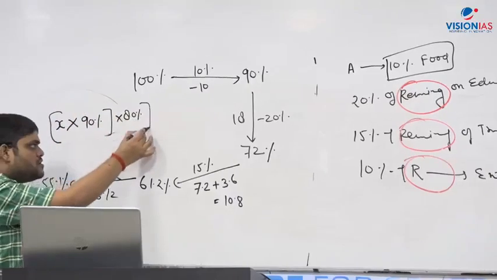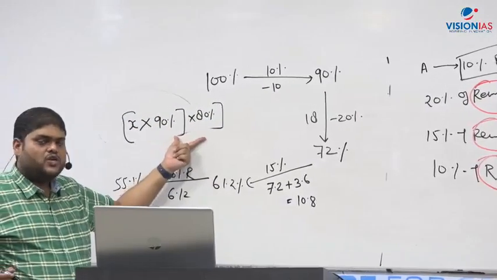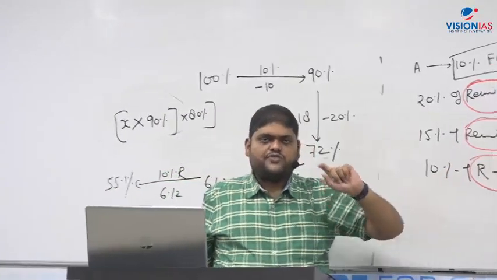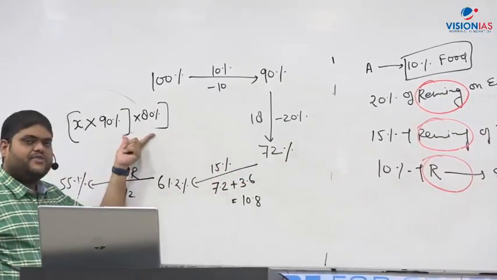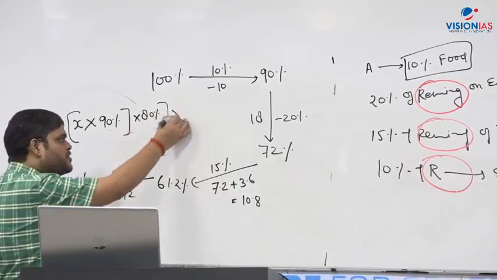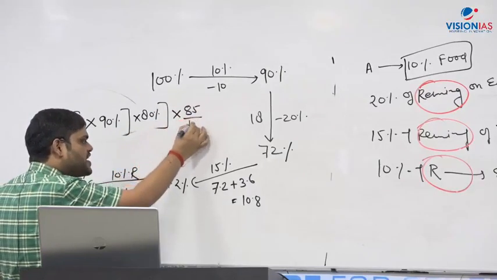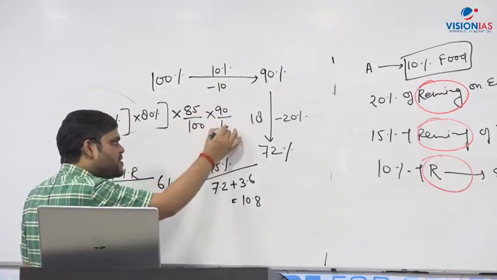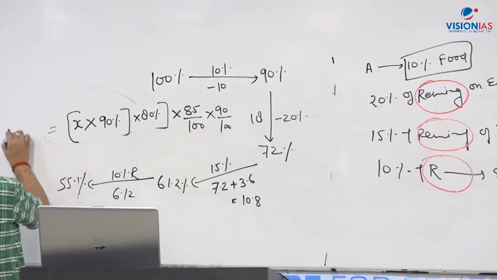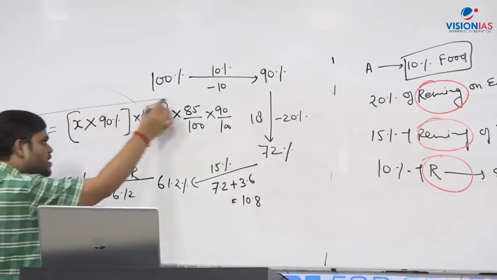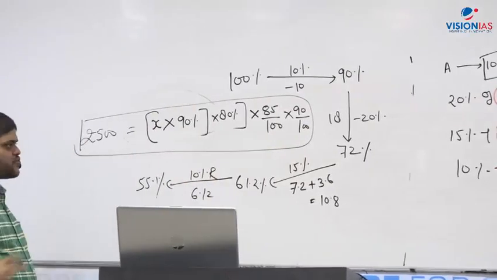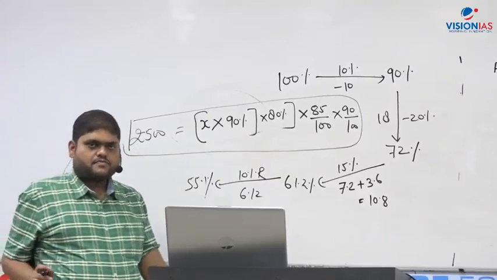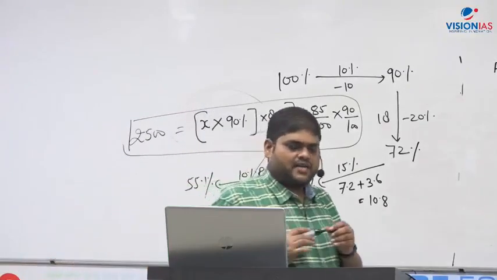Now this much amount is the total left, and then 15% of remaining on transportation. So now this is the total remaining part, and 15% of this you are using for transportation. So now 85% is left, and again 90% is left, and this value is equal to 2500. So this is another way. If you want to solve by X, Y and Z, you can solve it this way also. You will get the same answer.